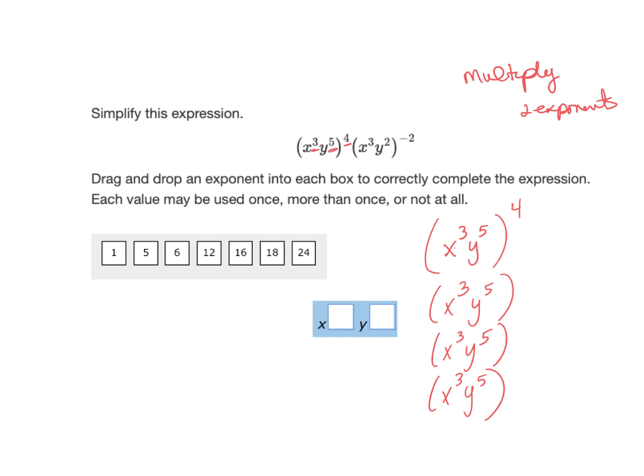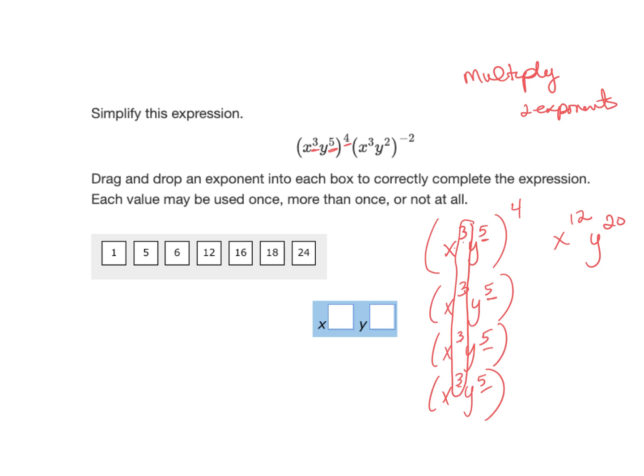Okay, so to find the total number of x's, I add all of my exponents together. So this is 3, 6, 9, 12. And if you'll notice, 3 times 4 is 12, okay? So that's why we're multiplying each set. And again, with 5, I have 5, 10, 15, 20. 5 times 4 is 20. So that's why we multiply any exponents raised to a higher power.